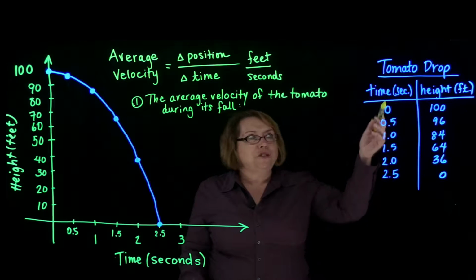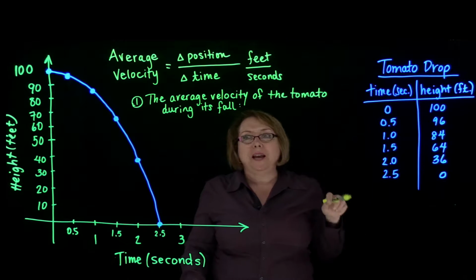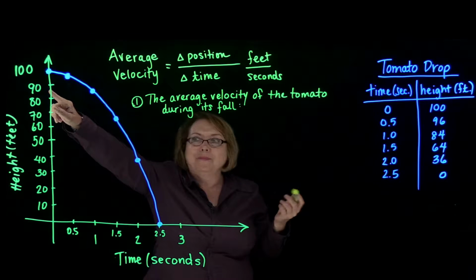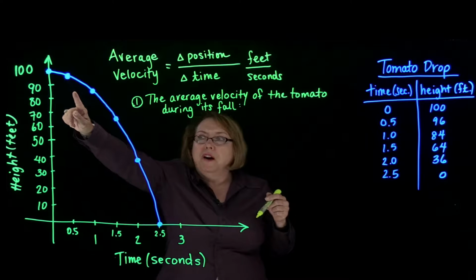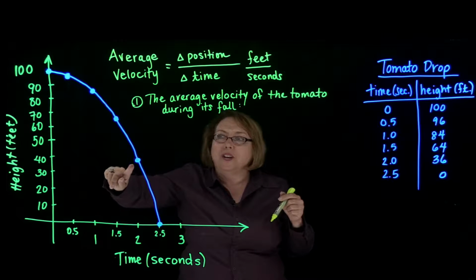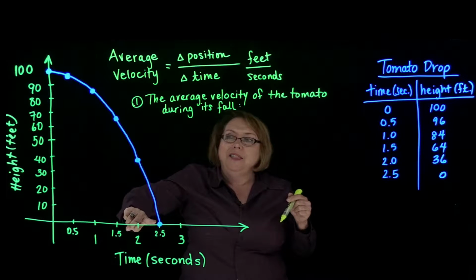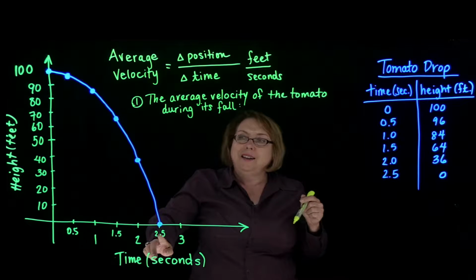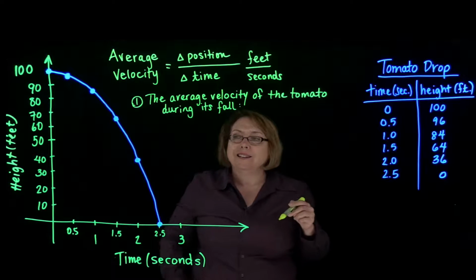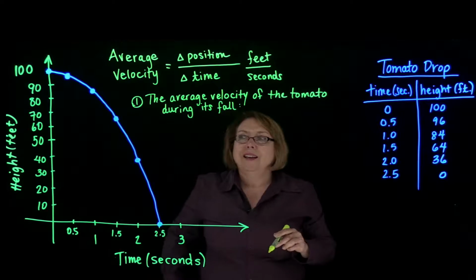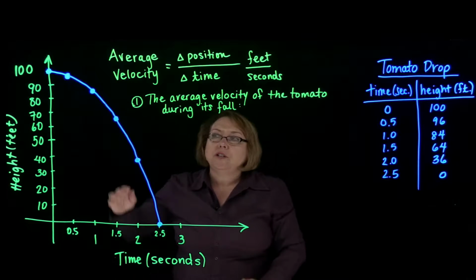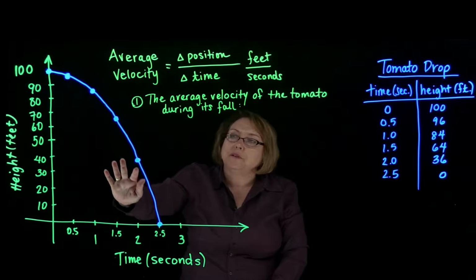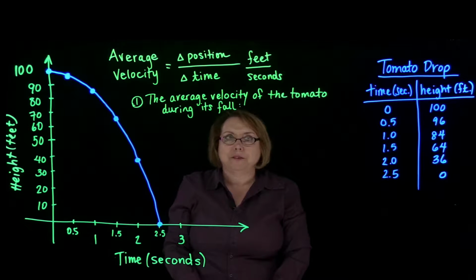So the situation we have here is we drop a tomato from the top of a 100-foot building, and we watch it fall. It's going to have this parabolic shape as it falls. And then after 2.5 seconds have gone by, what happens? It goes splat on the ground. So the velocity changes as the tomato starts. It gets faster and faster and faster until it hits that ground.